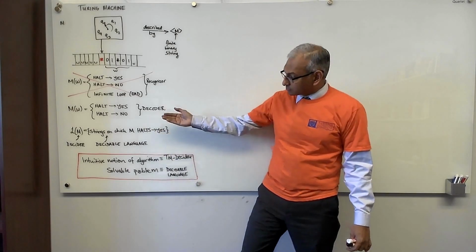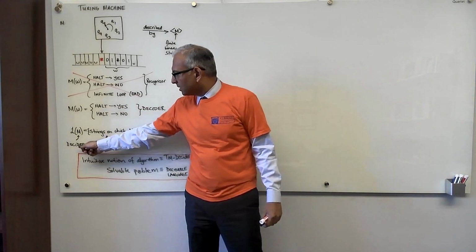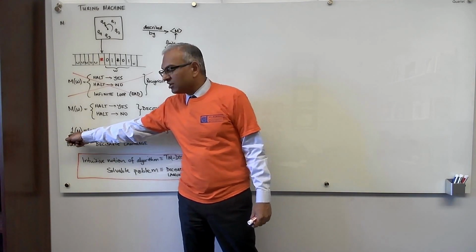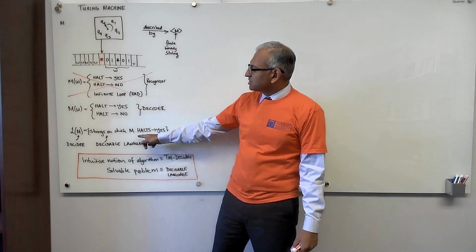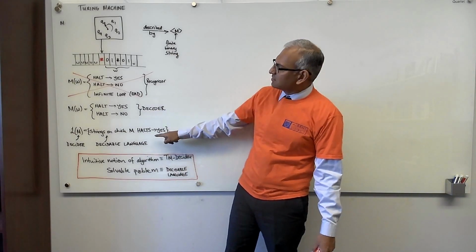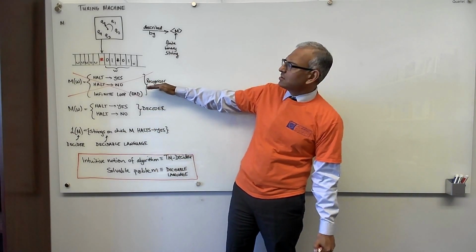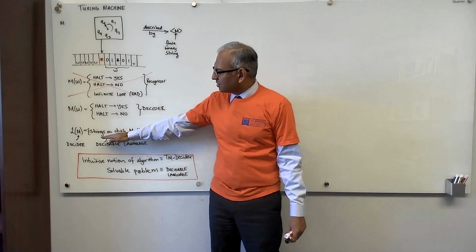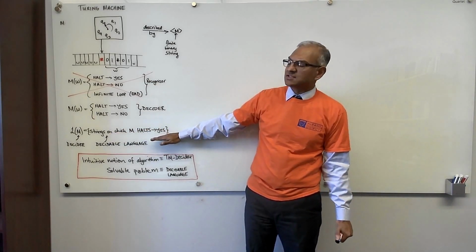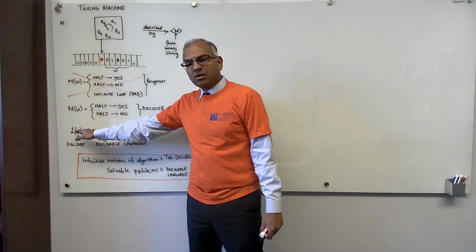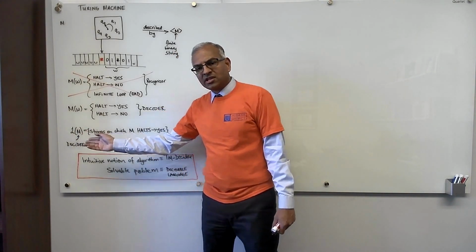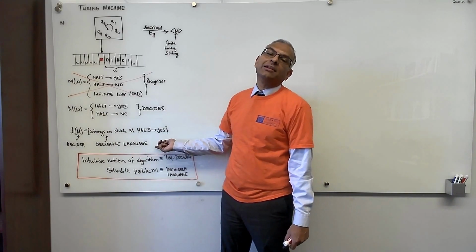Now, let's say you have a decider, and we'll call it M, and we define the language that is decided by M as the strings on which M halts and says yes. That definition also works for recognizers. So the language is the set of strings on which your Turing machine halts and says yes. And if M is a decider, then the language that corresponds to this decider on which it halts and says yes is called a decidable language.